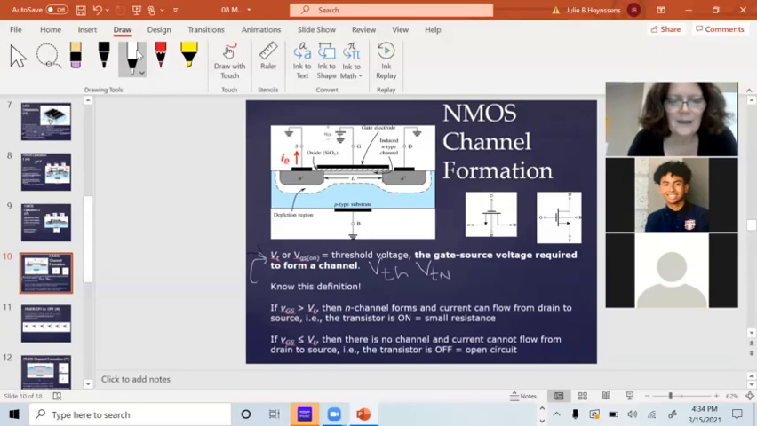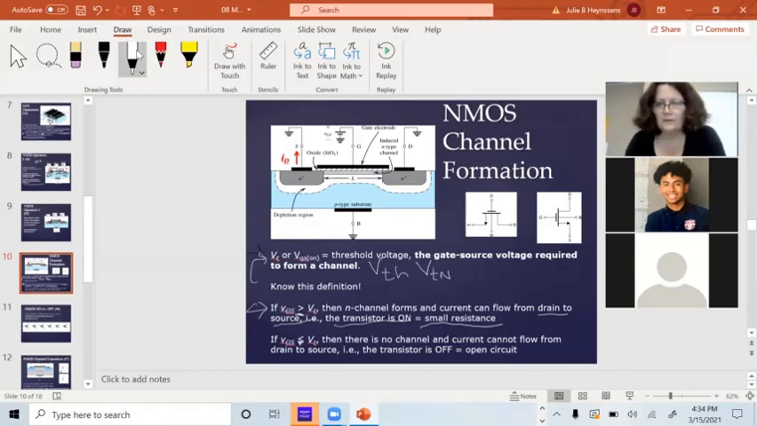Not today. If VGS is greater than the threshold voltage, then I have that negative charge channel that forms. Current can flow from drain to source pretty much freely. The transistor is on. And in this case, it's a very small resistance, because I've got N-type material. It's just the resistance of whatever the semiconductor is. Fairly small. I would put the equal sign there and not here. Okay, but never mind.